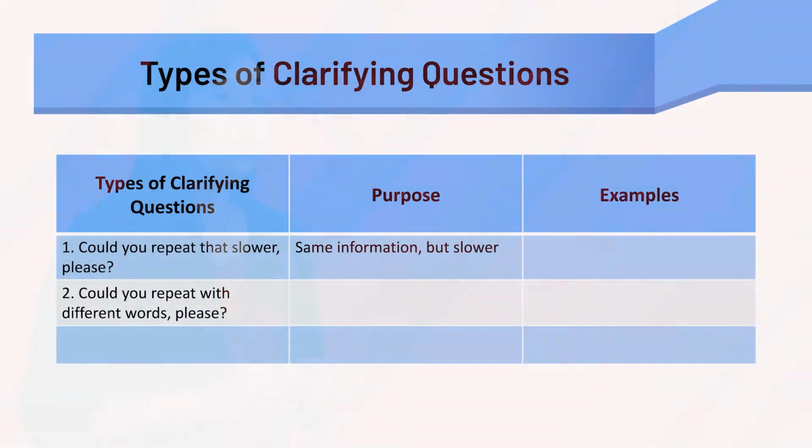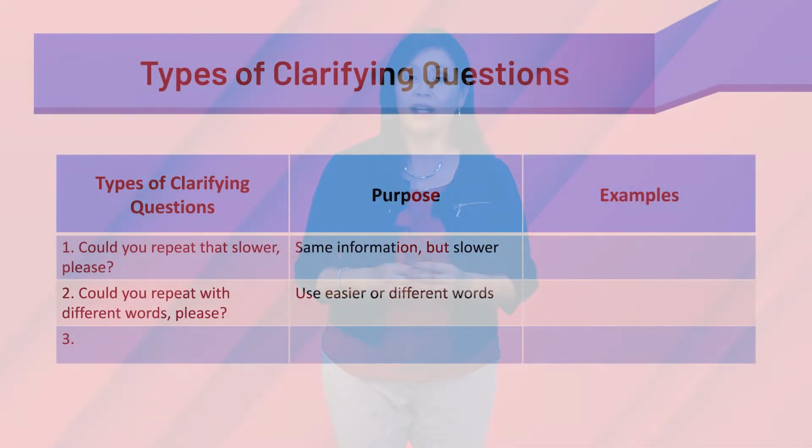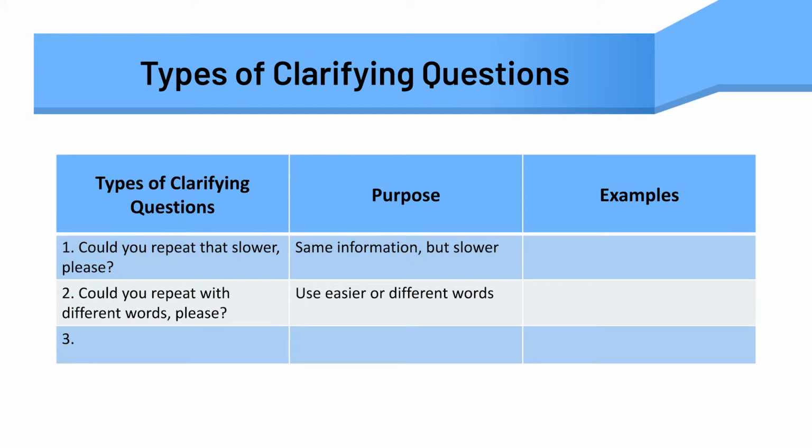The second question is, could you repeat with different words, please? Copy this under the first column. Get ready to write the purpose next. We use this question when we do not understand the words and we want the speaker to use different or easier words. Now we have the last question.